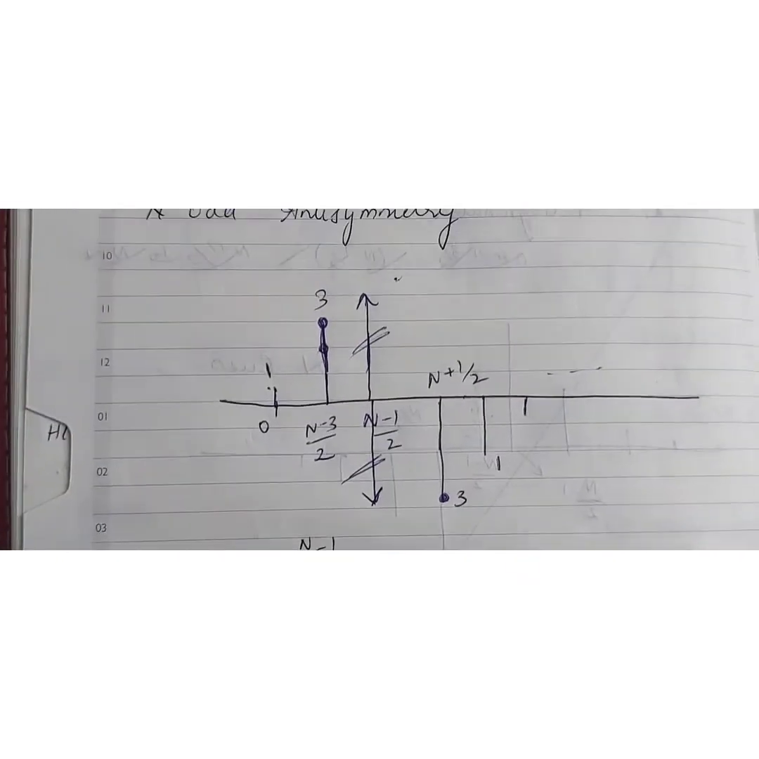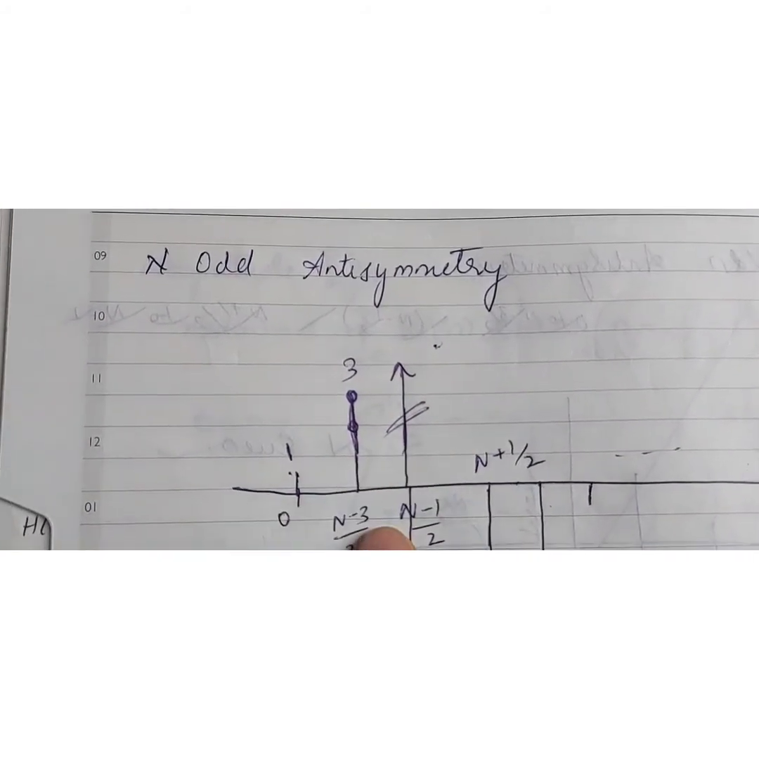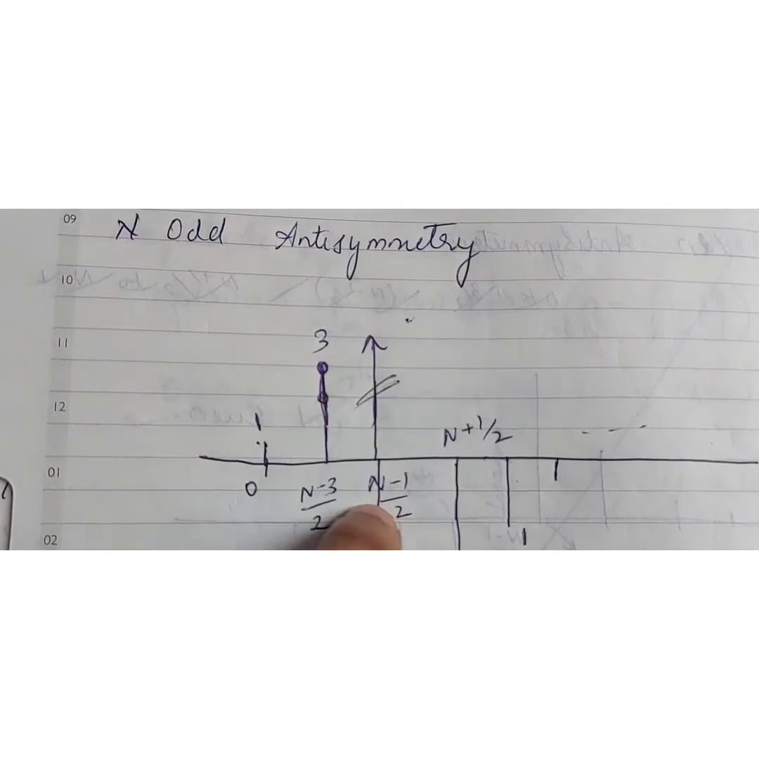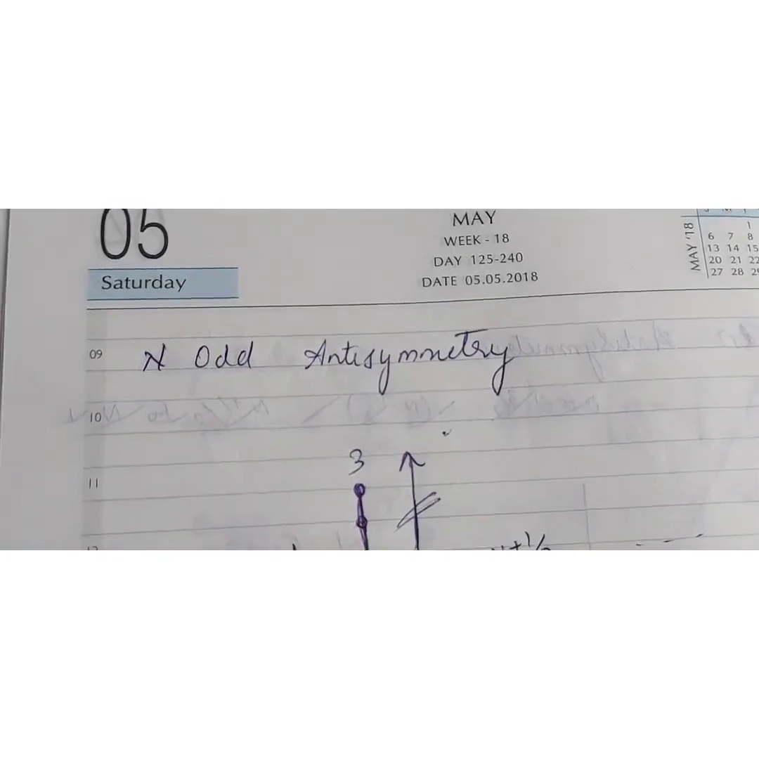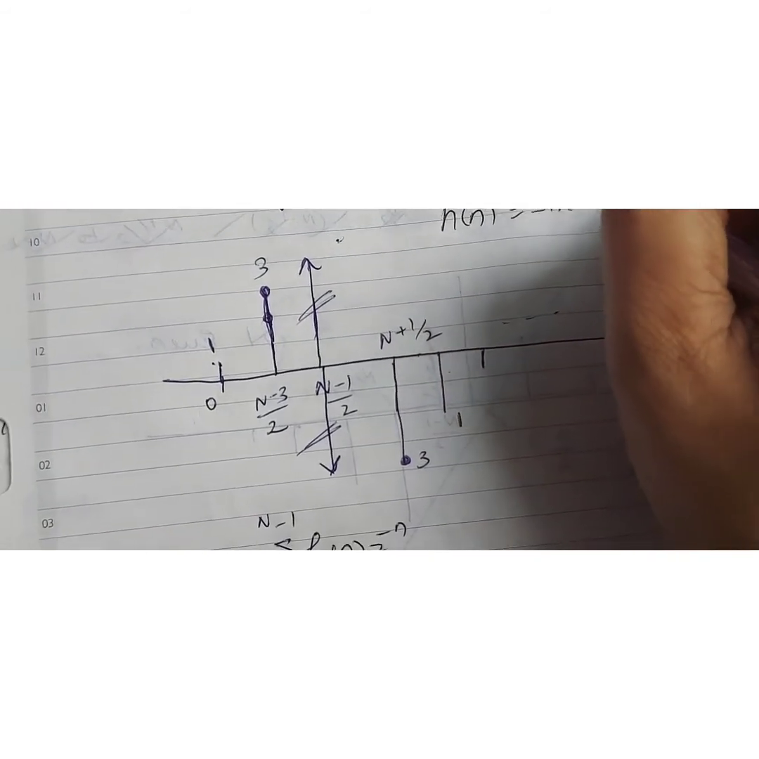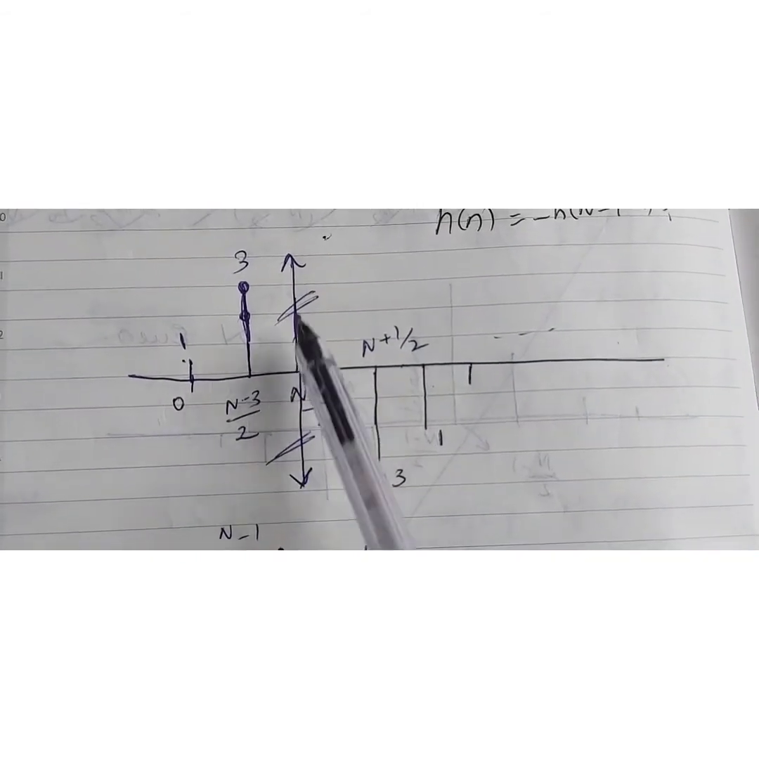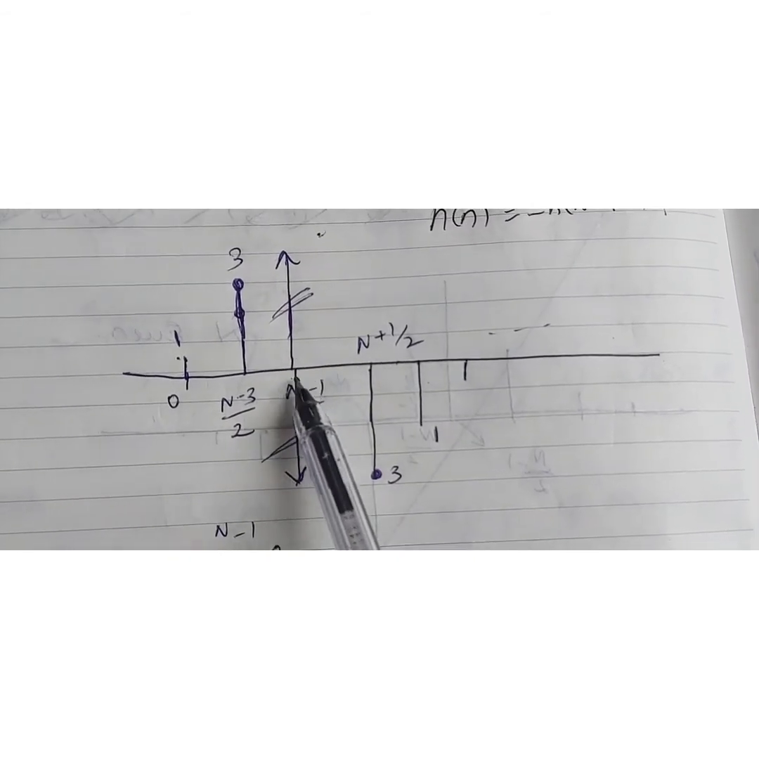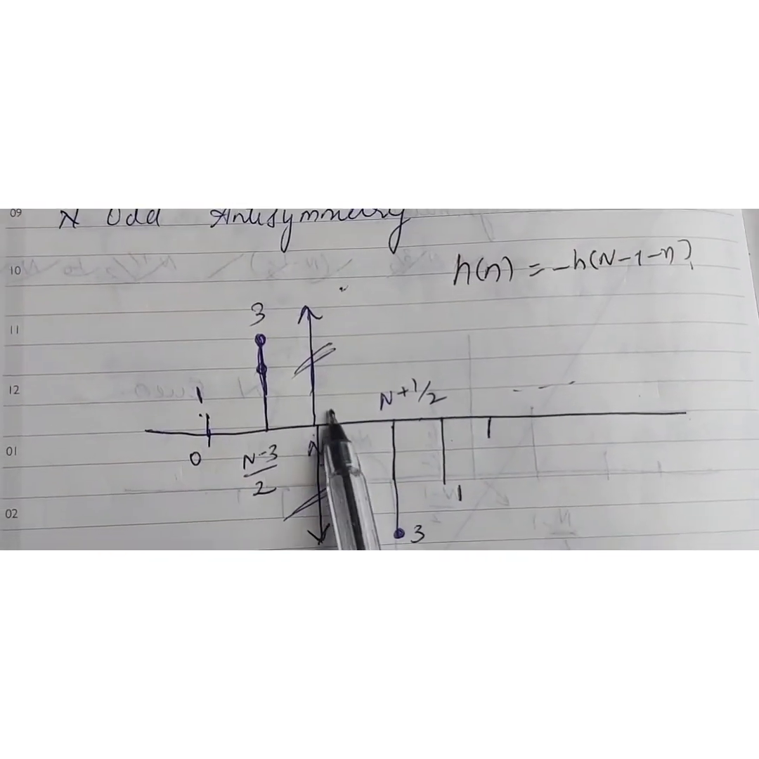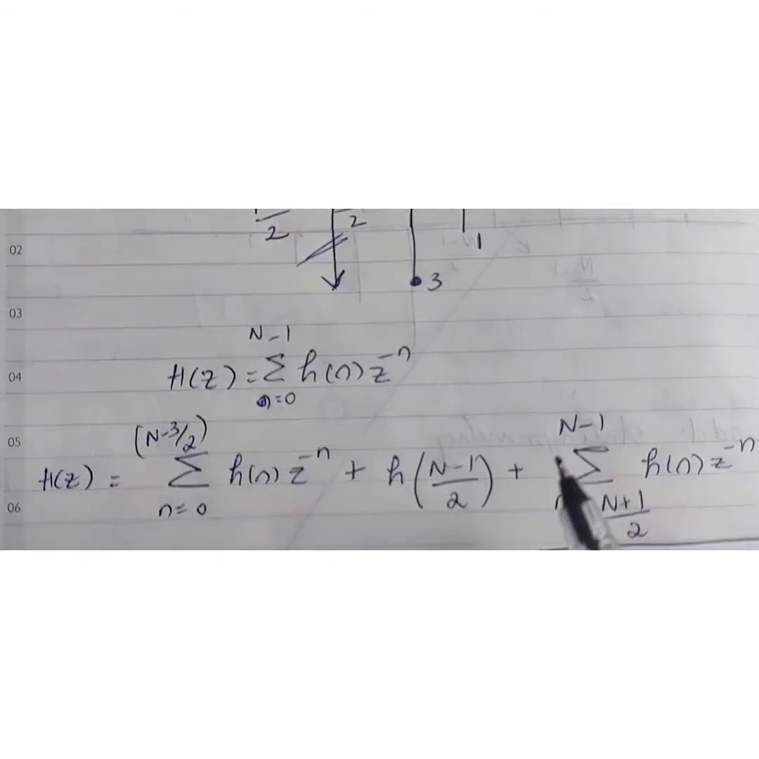Similarly for n odd and antisymmetric, what happens at the center, that is at n minus 1 by 2, you will have two samples of equal and opposite magnitude because of your condition h of n is equal to minus h of n minus 1 minus n. Because of this condition you're going to have it this way. So these get cancelled and at the center h of n minus 1 by 2 is 0, whereas for n odd and symmetric, you have one value h of n minus 1 by 2 in your answer. So that is a key difference.